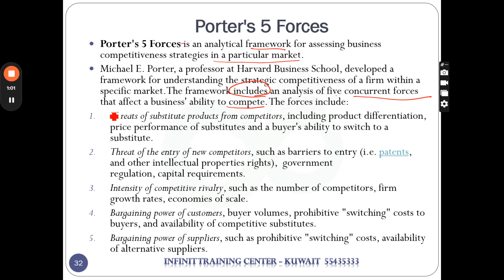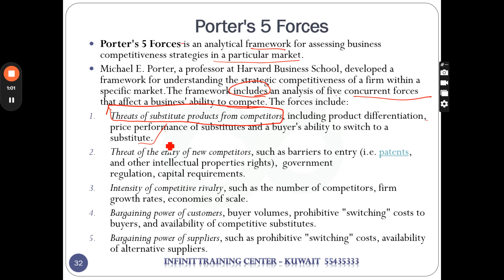The first one is threat of substitute products from competitors, including product differentiation, price performance of substitutes, and buyers' ability to switch to a substitute. So threats from the substitute. Maybe your buyers will switch to that product. This is one of the forces you have to consider. What threats you have from your competitors for your product.